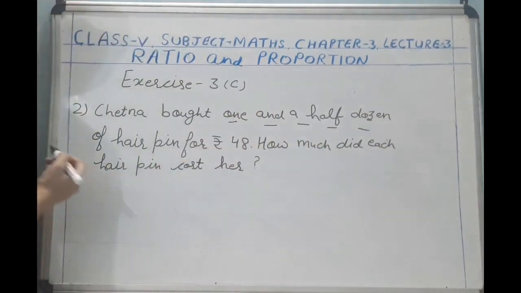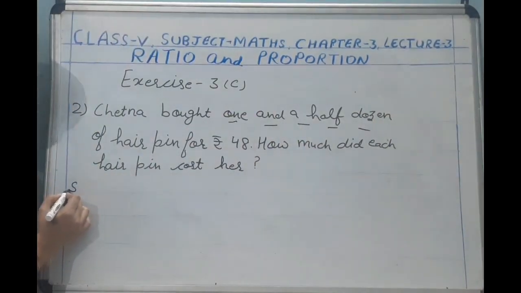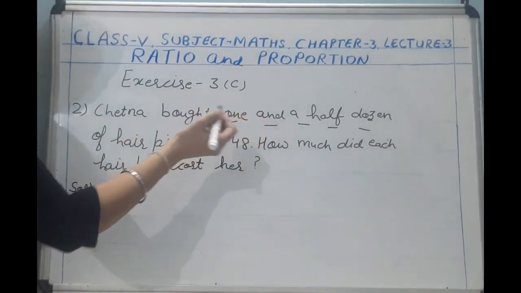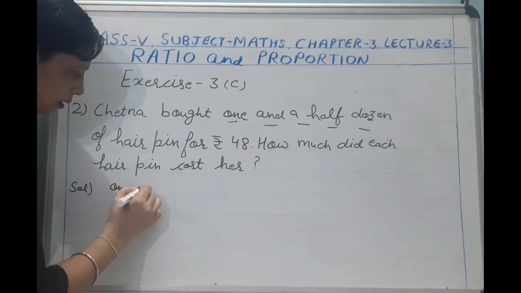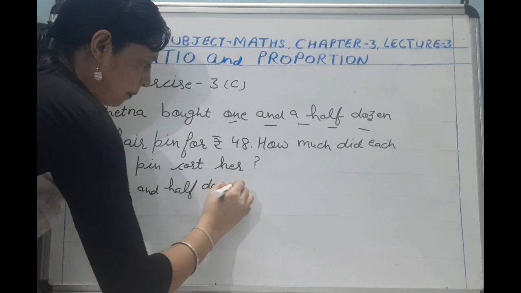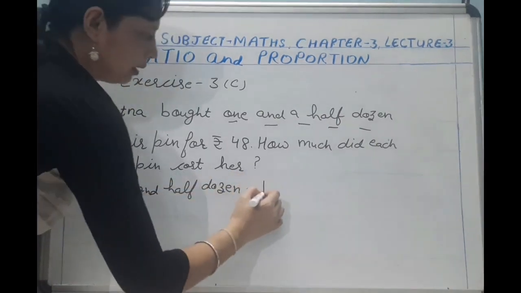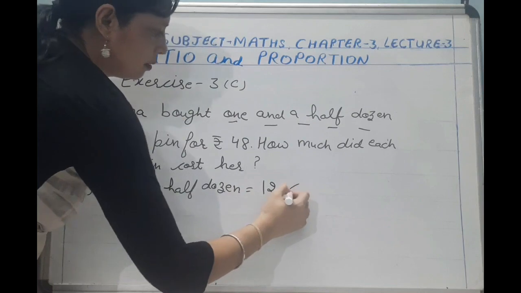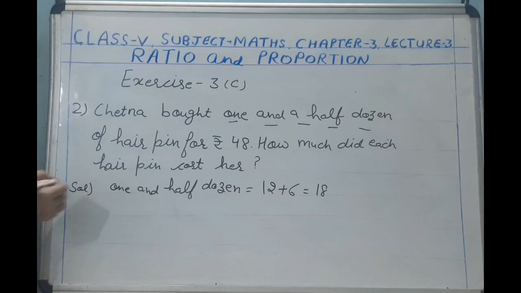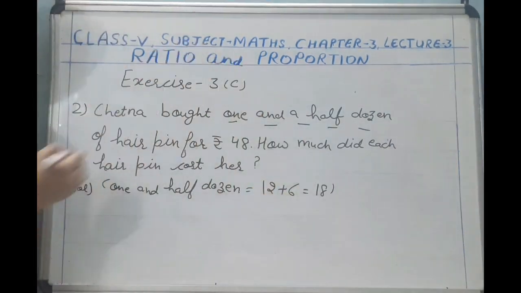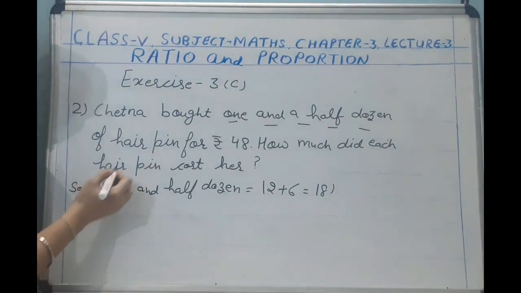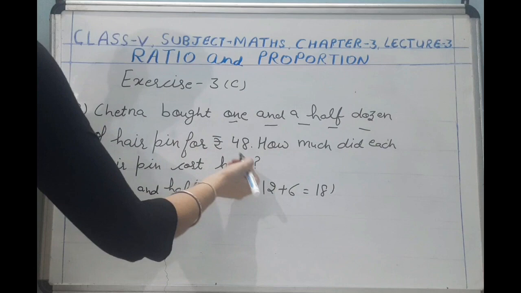1.5 dozen. A dozen contains 12 things. So 1.5 dozen means 1 dozen, 12 things, plus half dozen, 6, 18 things. Understood? This is the meaning of 1.5 dozen. So now how we will start? As I explained you in previous lecture, first of all we will see what is given to us. We will start from the given thing.